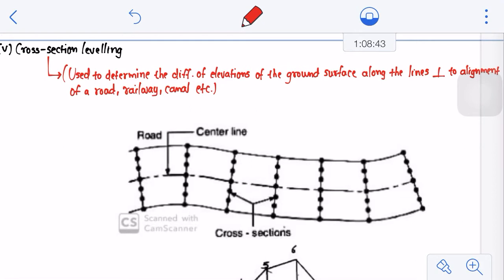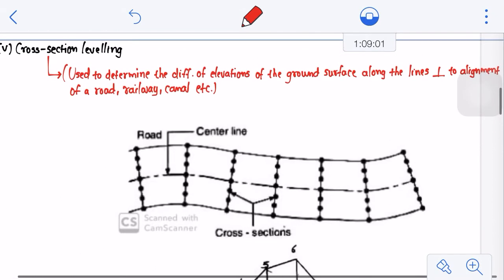Cross section leveling. Cross section leveling is that type of differential leveling which is done to determine the difference of elevations of the ground surface along the lines perpendicular to the alignment of the proposed project. It may be a road, railway, canal, etc.